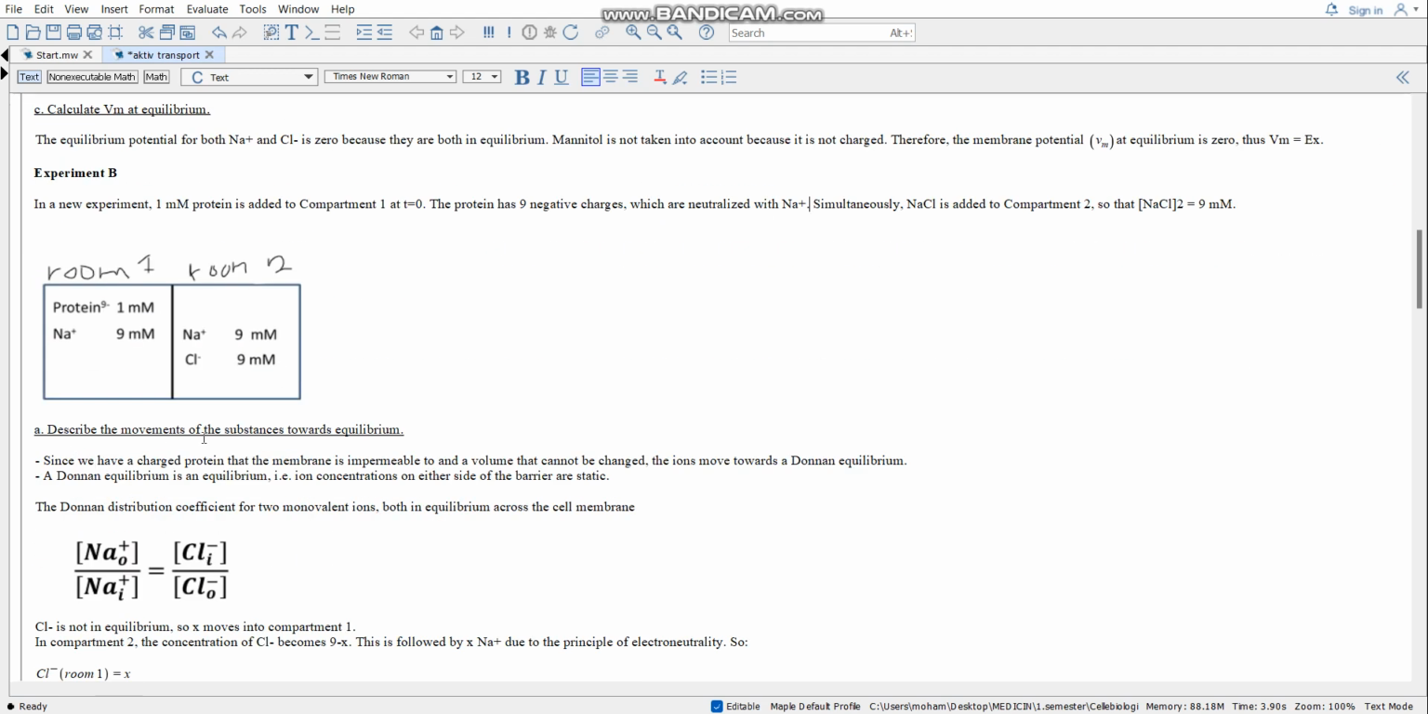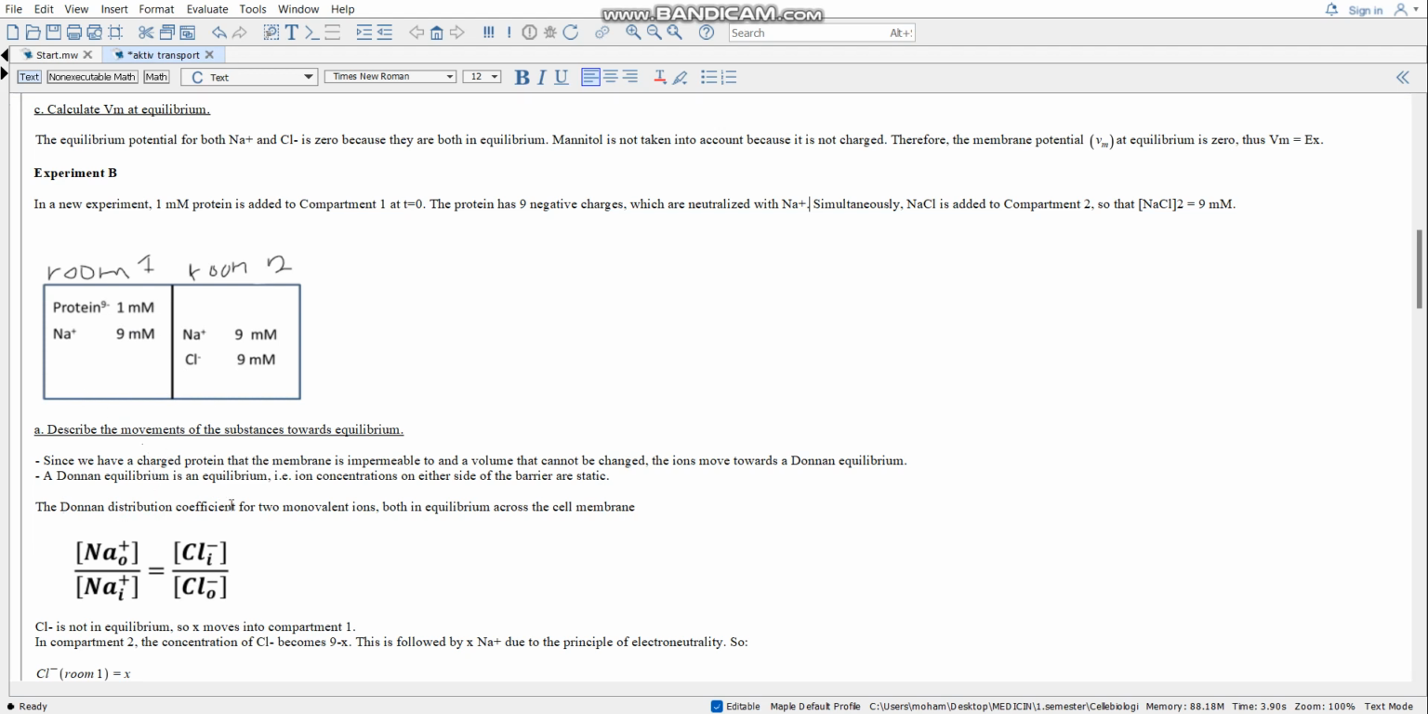Now let's describe the movements of the substances towards equilibrium. Since we have a charged protein that the membrane is impermeable to and the volume cannot be changed, the ions will move to what we call a Donnan equilibrium. So this is an equilibrium where the ion concentrations on either side of this membrane are static, right?